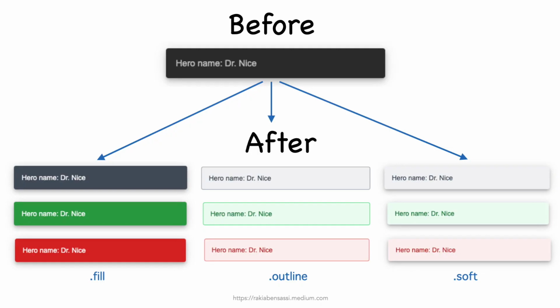So to get started, let me show you the final result after the tweaks we will do. At the top, you see how the Angular Material snack bar looks with its default style sheet. On the bottom, you see three appearances: fill, outline, and soft for three types of notification: info, success, and error.